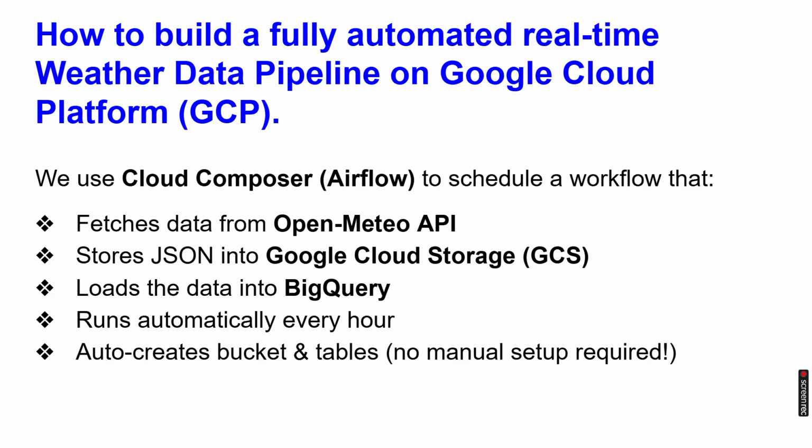Here, basically, we are going to use Cloud Composer or Airflow to schedule the workflow. Okay. So first step, we are going to fetch the data from the Open-Meteo API. Then we are going to store the JSON in Google Cloud Storage. And third, we are going to load the data into Google BigQuery. It will be running automatically every hour.